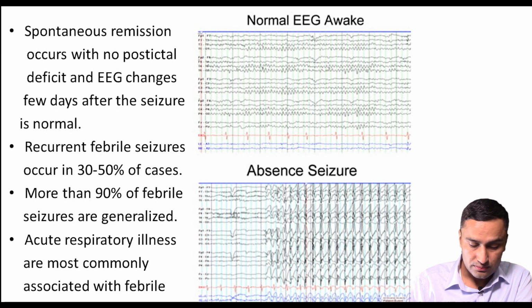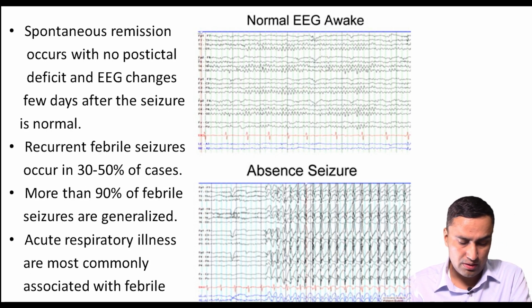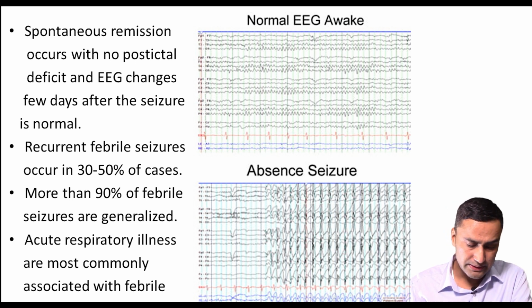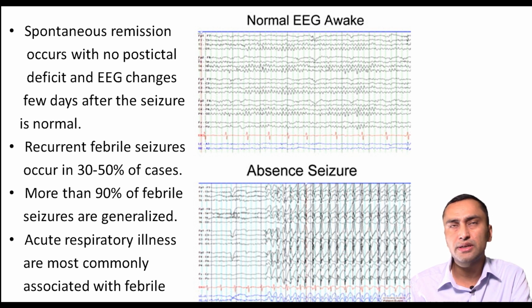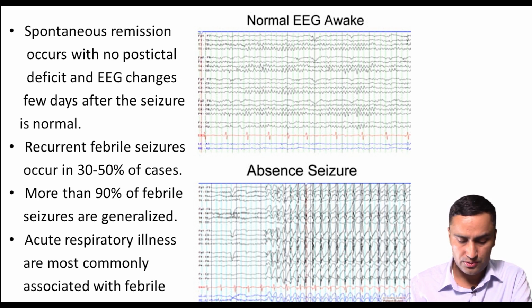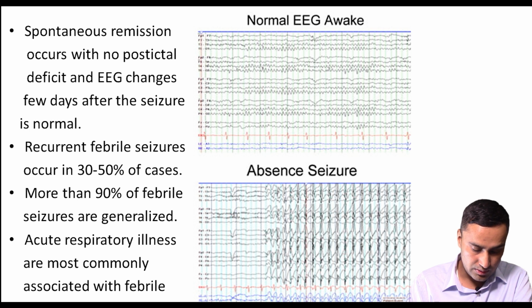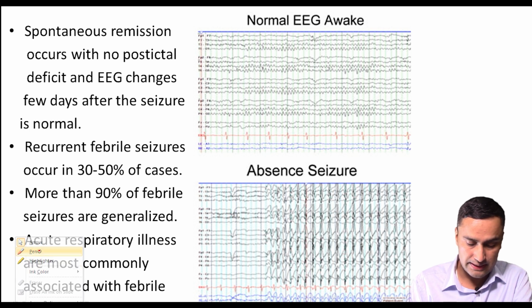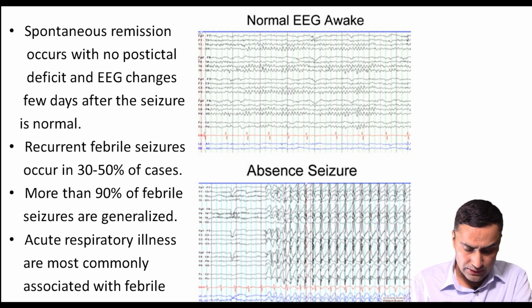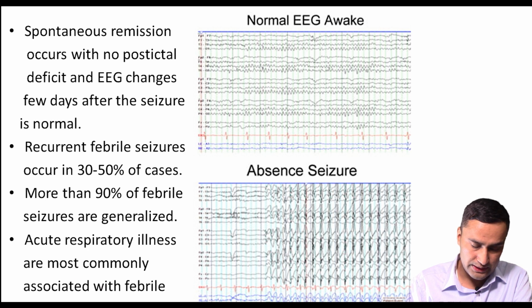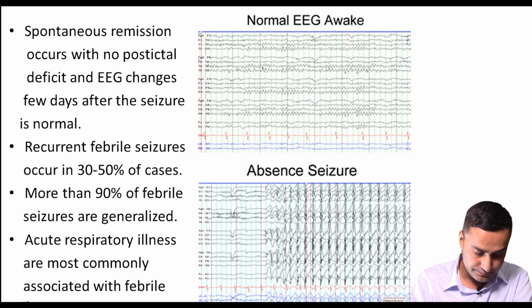Recurrent febrile seizure occurs in 30 to 50% of cases, and more than 90% of febrile seizures are generalized. So what kind of seizure is present in febrile seizure? Remember the term generalized type of seizure. Acute respiratory illnesses are most commonly associated with febrile seizure.